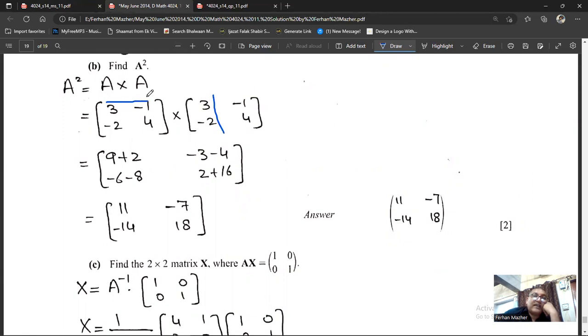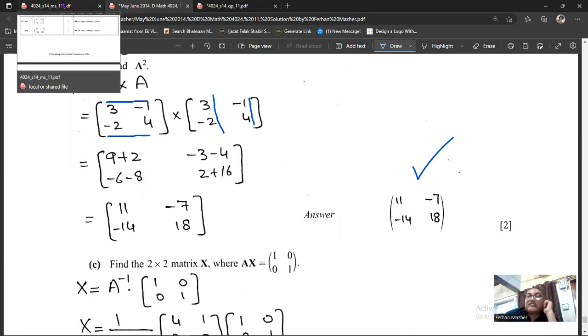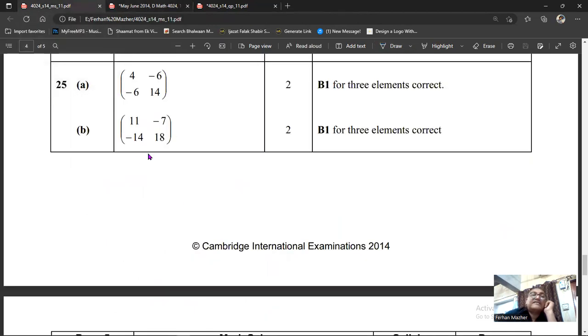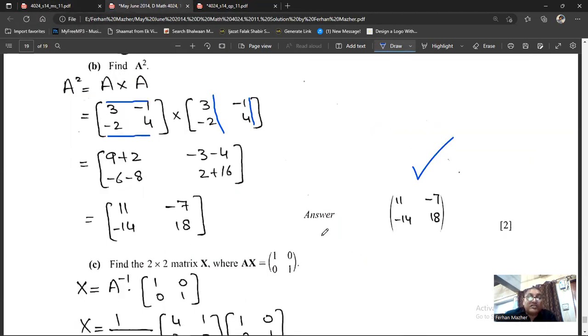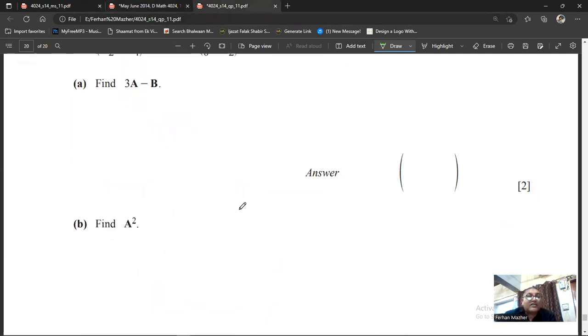3 3s are 9 plus 2. Then I will multiply with this column. Minus 3 minus 4. Then this row will multiply with the first column. Minus 6 minus 8. Then this row will multiply with the second column. It will be 2 plus 16. This is 11. This is minus 7. This is minus 14. This is 18. This is my answer. So let's check. [11, -7; -14, 18] is the answer. Everyone says right.